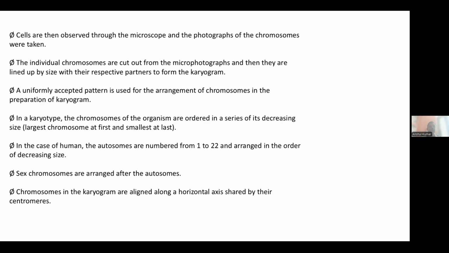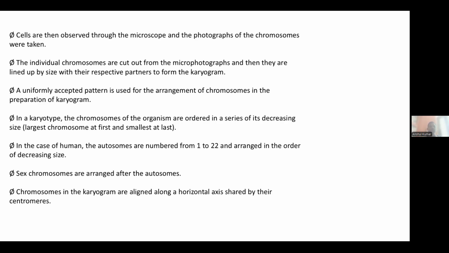A uniformly accepted pattern is used for the arrangement of chromosomes in the preparation of karyogram. In a karyotype, the chromosomes of the organism are ordered in a series of decreasing size, largest chromosome first and smallest last. So when a karyogram is made, it is basically made in a descending order. That is, the largest chromosomes are placed first, and slowly as the size of the chromosomes decreases, they are numbered accordingly.